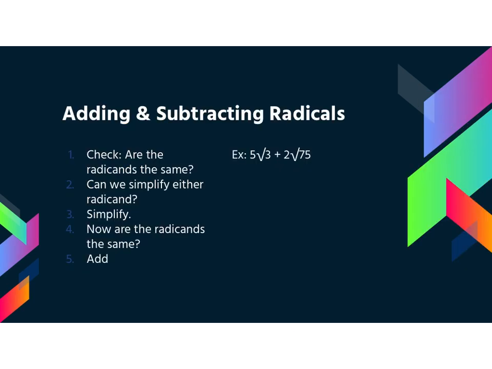Let's look at adding and subtracting radicals. The first thing we need to check for is, are the radicands the same? So if we look at our example, we can see that we have the square root of 3 and we have the square root of 75. Those are not the same.